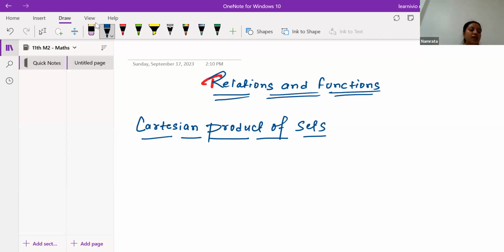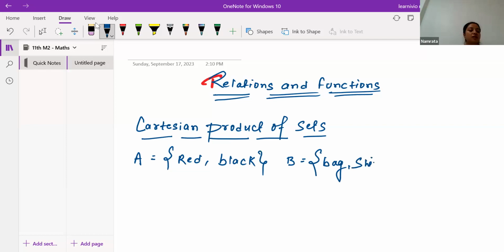So let's suppose we have set A, which has the elements red and black. Two colors are there in the set. As we know, a set can have anything as an element. It can have A, B, C, D. It can have 1, 2, 3, 4. It can have names of persons. Now we have another set B, having the elements bag, shirt, and coat.